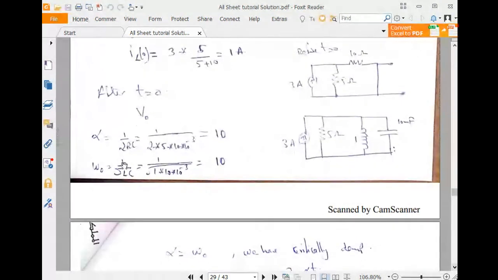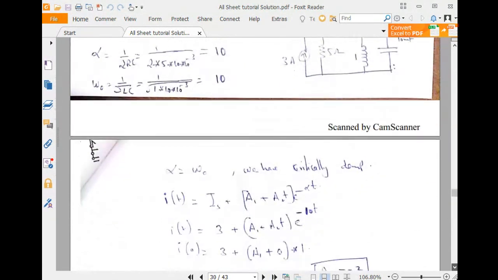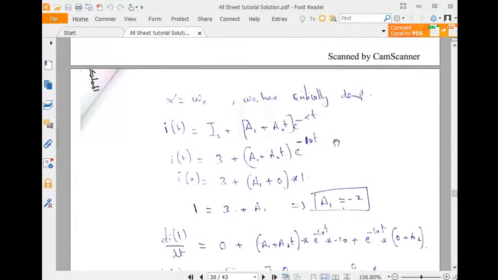Find the value of alpha and omega naught. Both the values are the same. The condition for the circuit is critically damped. We did not do this problem. Critically damped, so RLC parallel, critically damped. And force response. Here the current is IS. For force response, you have to add the source here, as we did in the last problem.